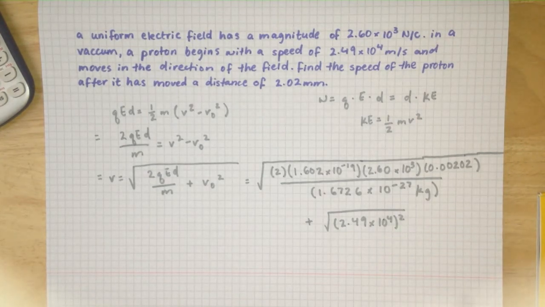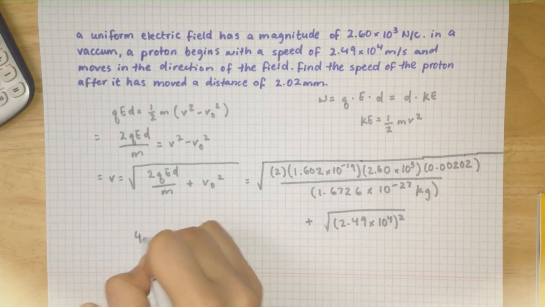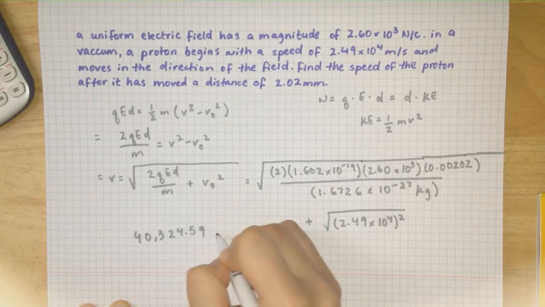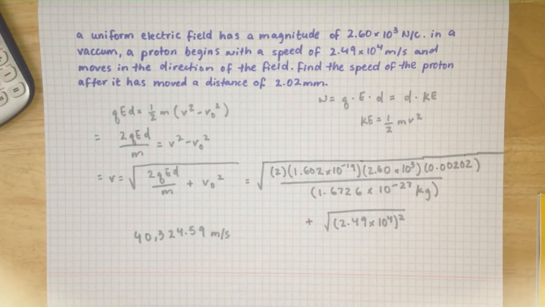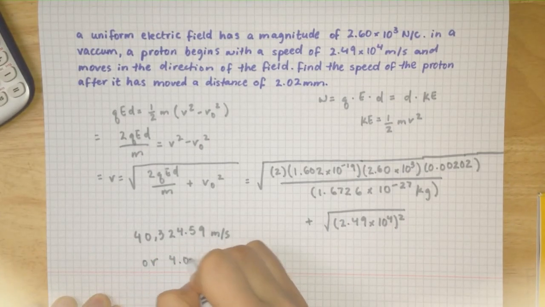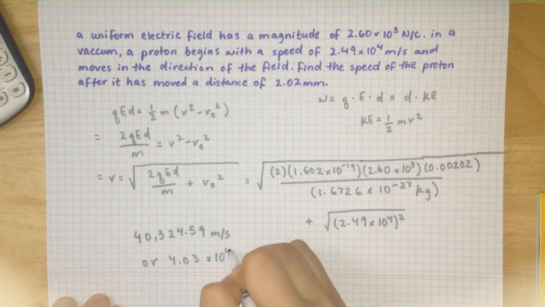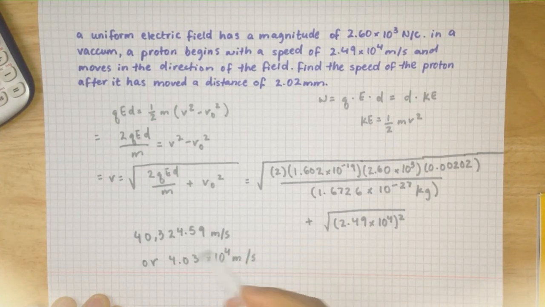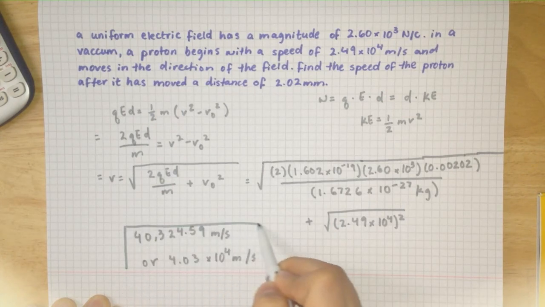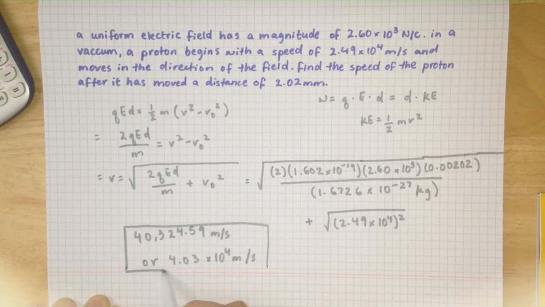So we're just going to put all of that into the calculator, and when we do, what we get is 40,324.59 meters per second as the final velocity, or 4.03 times 10 to the fourth meters per second, and that is the final velocity of the proton after it has moved that distance.